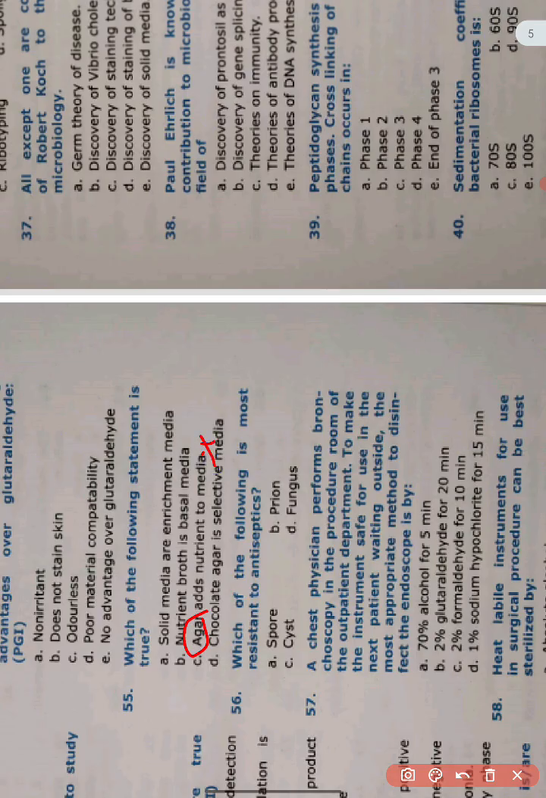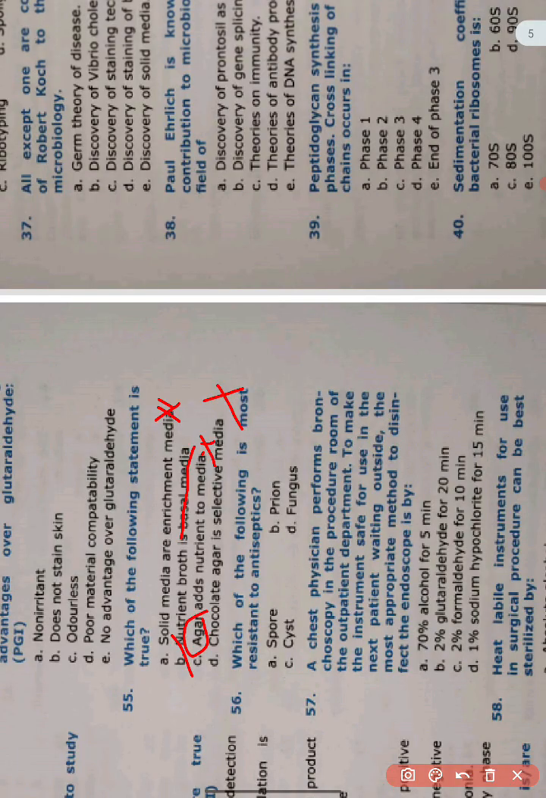Nutrient broth is a basic media, basal media. Solid media enrichment, no. Liquid can also be enrichment. So B is the right answer. Nutrient broth is basal media.